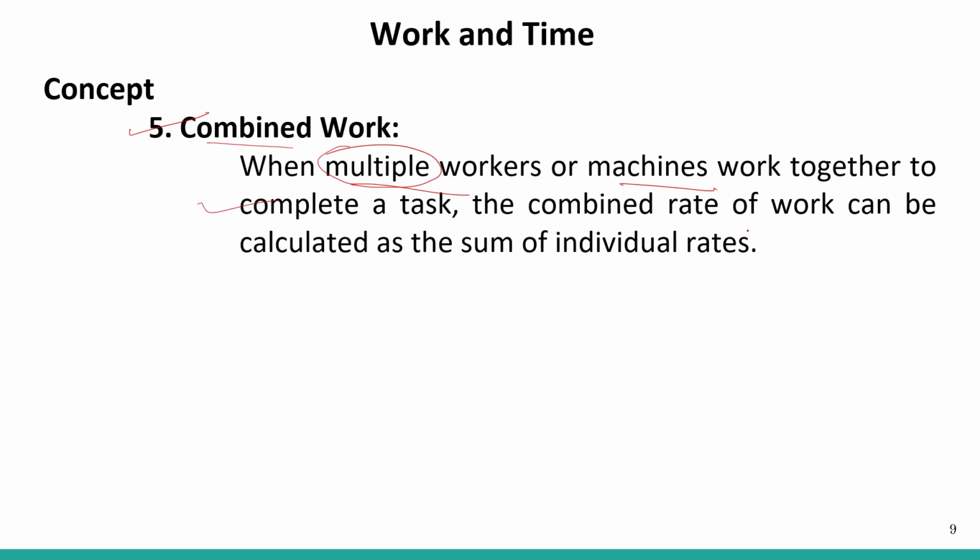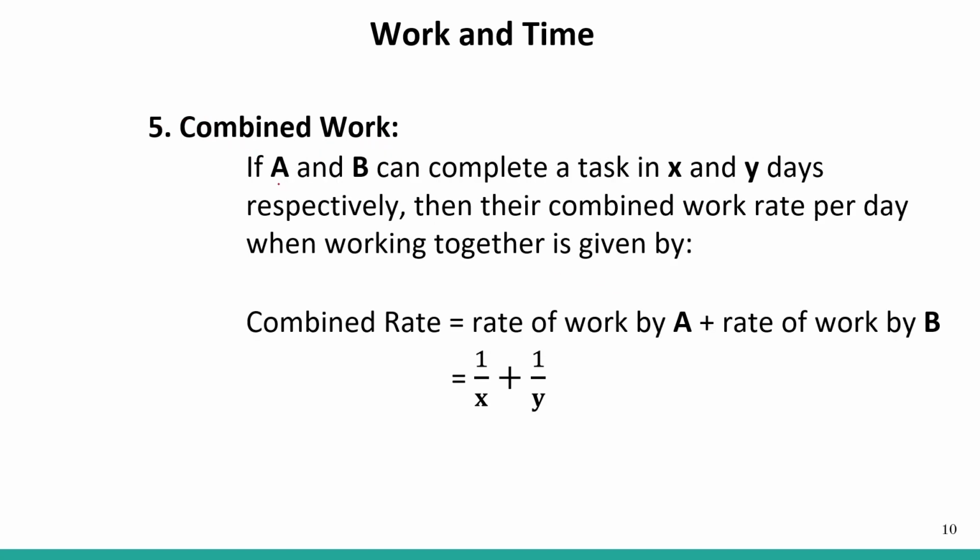The combined rate of work can be calculated as the sum of individual rates. Let's see how. If A and B can complete a task in X and Y days respectively, then their combined work rate per day when working together is given by 1 by X plus 1 by Y. So combined rate is equal to rate of work by A plus rate of work by B. Rate of work by A is equal to 1 by X and rate of work by B is equal to 1 by Y.